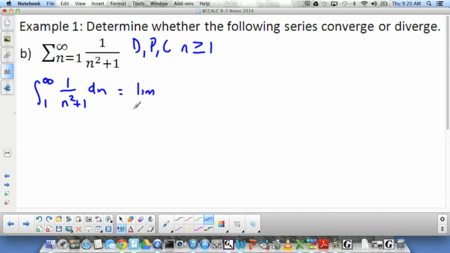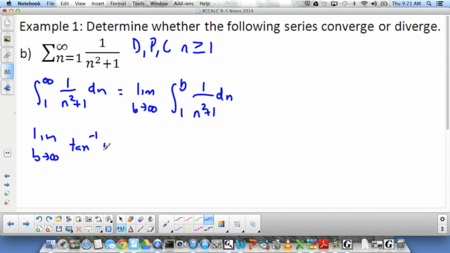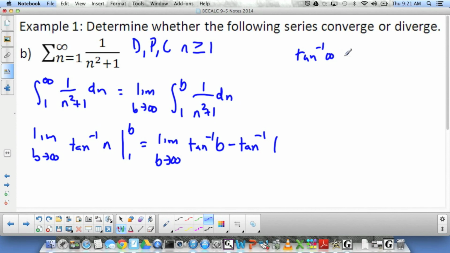So this is going to be the limit as b approaches infinity of the integral from 1 to b of 1 over n squared plus 1. So when we integrate 1 over n squared plus 1, we get tangent inverse. So this is going to be the limit as b approaches infinity of tan inverse of n evaluated from 1 to b. So this is going to be the limit as b approaches infinity of tan inverse of b minus tan inverse of 1. So we'll plug in that infinity. We have tan inverse of infinity minus tan inverse of 1. Now as the value inside the tangent inverse approaches infinity, the tangent inverse is going to go to pi over 2. tan inverse of 1 will be pi over 4. So pi over 2 minus pi over 4 will be pi over 4.